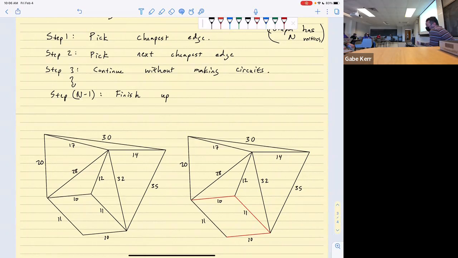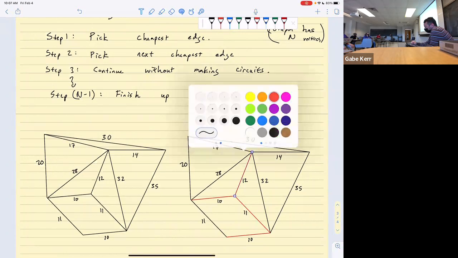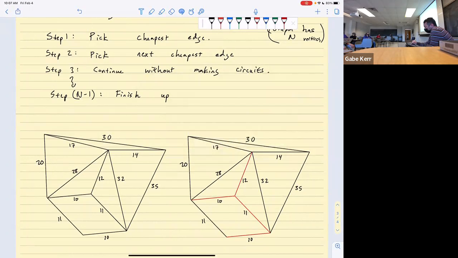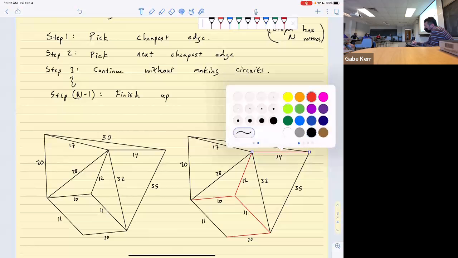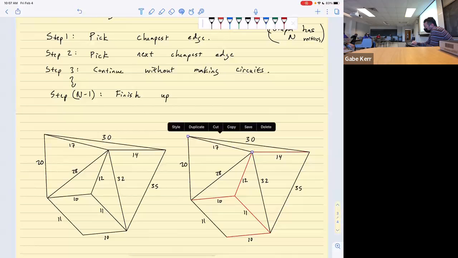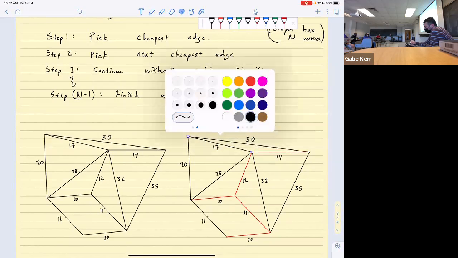And as I said, we can't choose the other 11. Even though that's the cheapest link, we can't choose it because we make a circuit. So we skip it and we move on to the next cheapest link, which is clearly 12. And then we have, I believe, 14 and 17 are the next two. Each time, these choices are clearly not giving us circuits. So we're feeling good about ourselves.